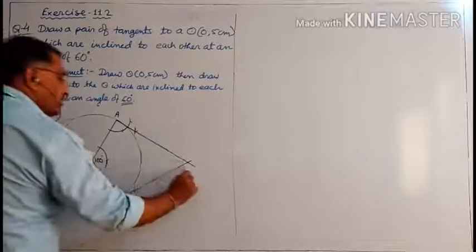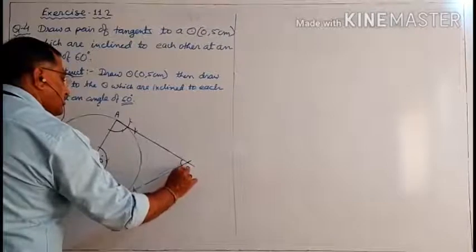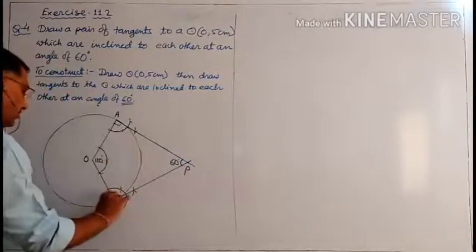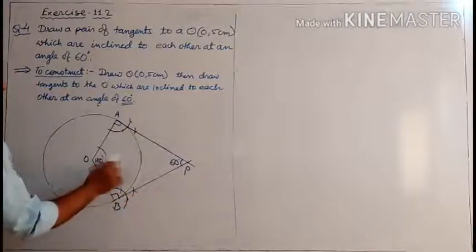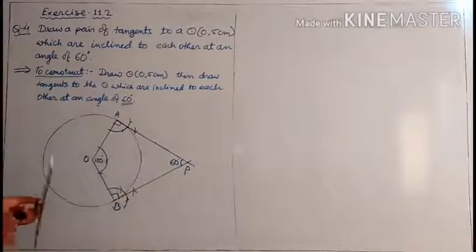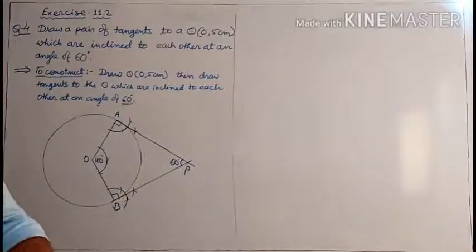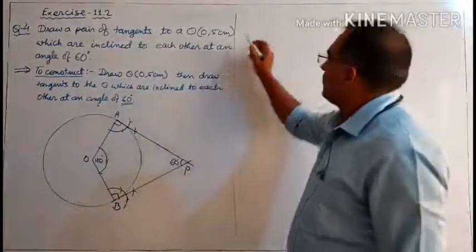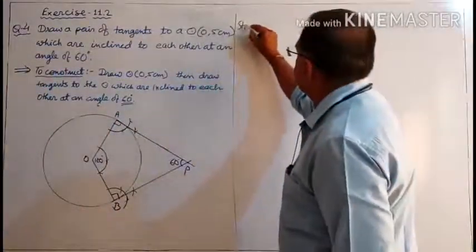And here they meet at point P, and so this is 60 degree, because this is right angle, this is right angle, this is 120, so this is 60 degree. So PA and PB are the required tangents. So let us write the steps of how we have constructed this. So here, first of all, steps of construction.